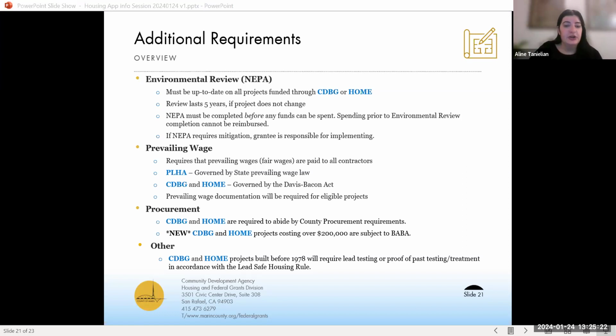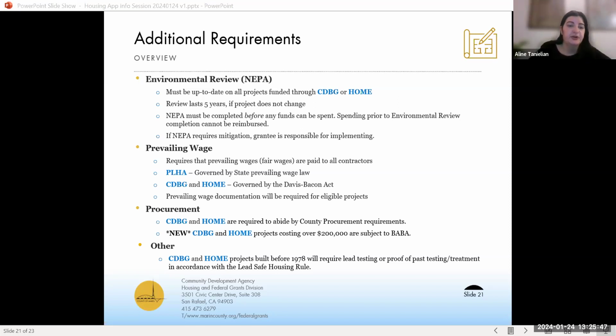Prevailing wage is another requirement. There's a requirement that prevailing wage or fair wages be paid to all contractors. This is required for the PLHA funds, which is governed by state law, state prevailing wage law, as well as CDBG and HOME, which is governed by the Davis-Bacon Act. And prevailing wage documentation will be required for all projects.